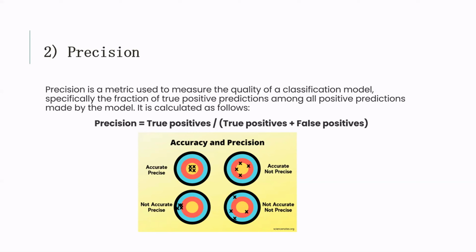Here comes precision. Precision is a metric used to measure the quality of a classification model, specifically the fraction of true positive predictions among all the positive predictions made by the model. It can be calculated as follows: precision is equal to true positive upon true positive plus false positive, TP upon TP plus FP, where TP is the number of correct positive predictions made by the model and false positive is the number of incorrect positive predictions made by the model.